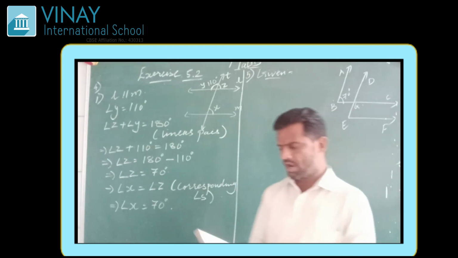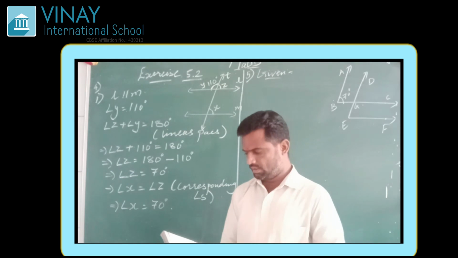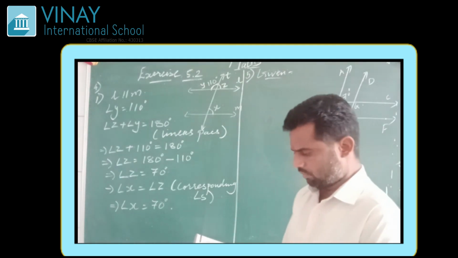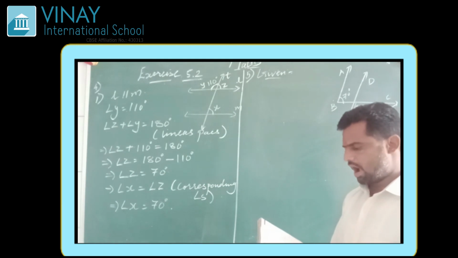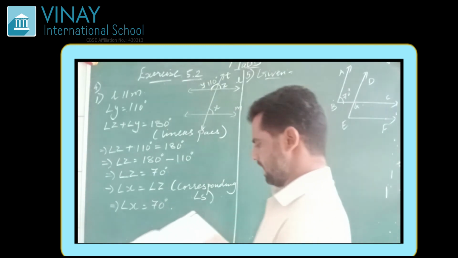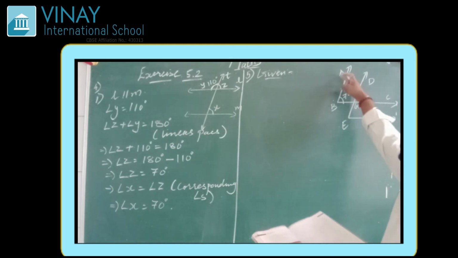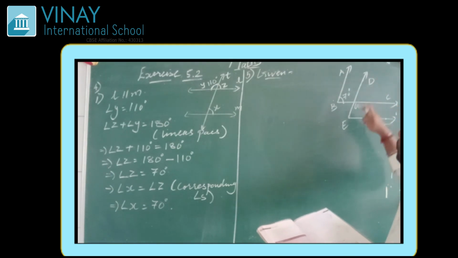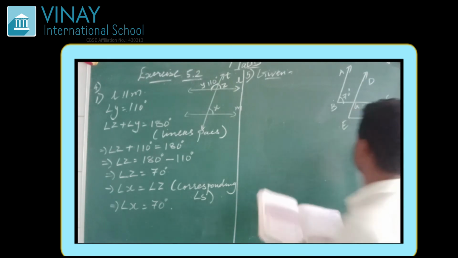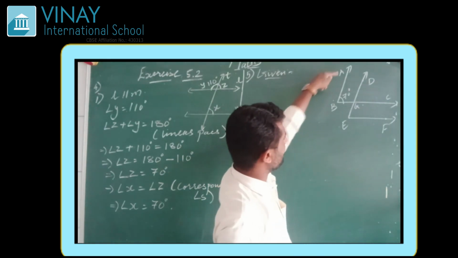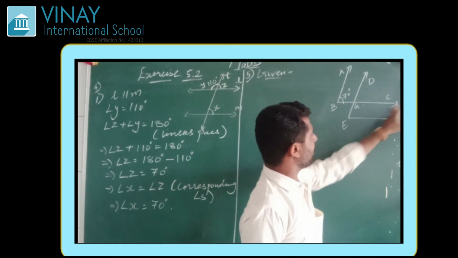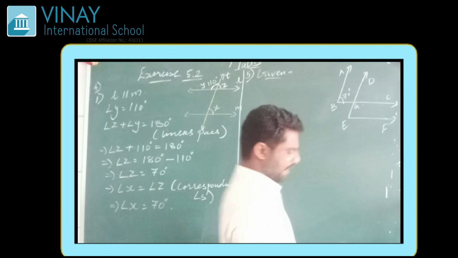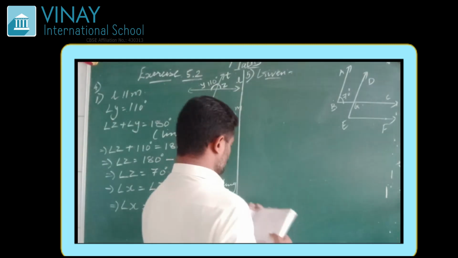In the same way, you can do question number 2. We will move toward question number 5. That is, in the given figure, the arms of two angles are parallel. It means that AB is parallel to DE. Here if you see, AB is parallel to DE and BC is parallel to EF. It is given that the arms of two angles are parallel.